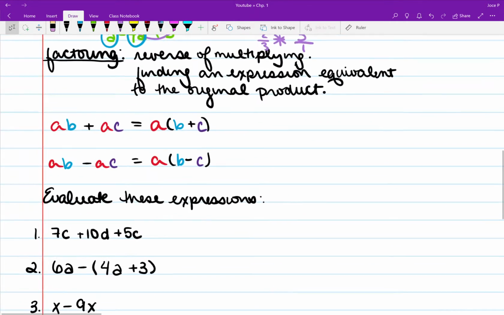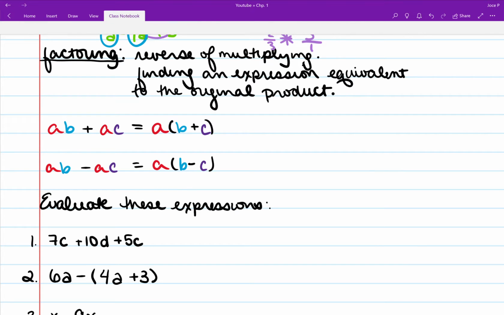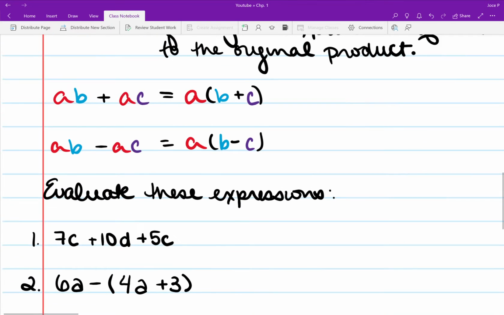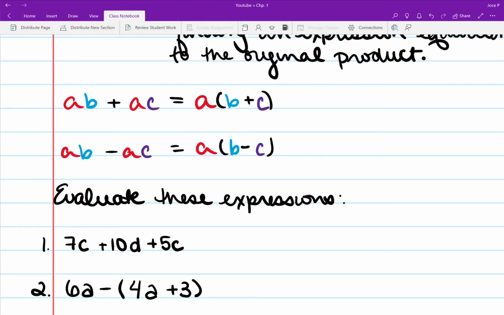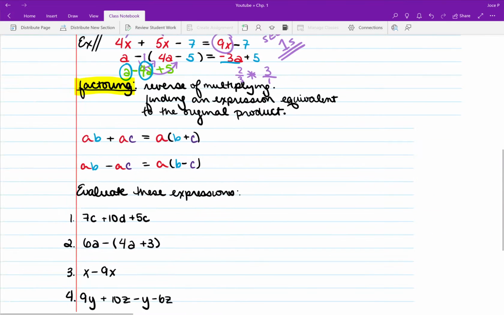Factoring. What is factoring? Factoring is basically the reverse of multiplying. We have to find an expression equivalent to the original product. This is kind of like undoing a distributive property, for example. So AB plus AC is going to equal A times B plus C.